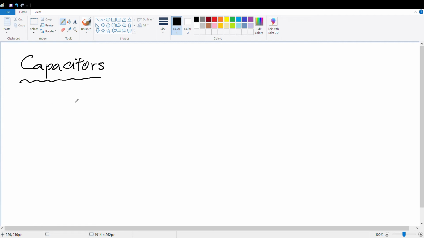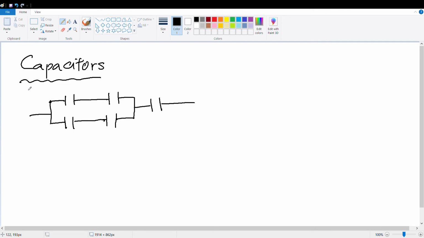So for the first example, let's say this is my circuit, and this is my first capacitor, second capacitor, and this is the third, and finally this is the fourth capacitor. Obviously this fourth capacitor is actually in parallel, and these two capacitors are actually, let me explain later. So let me just draw it down. So this is the fifth capacitor. So assume this is C1.